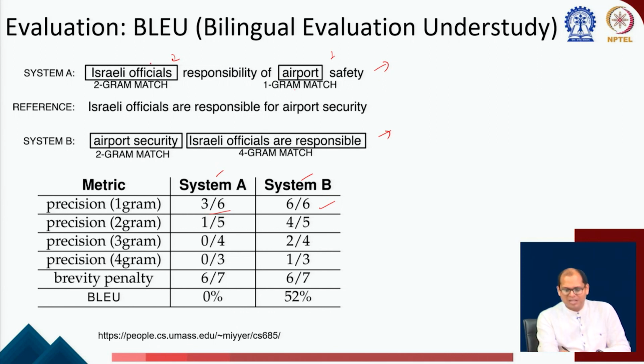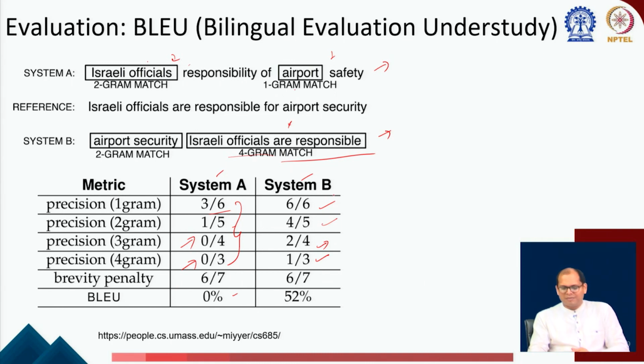For 2 gram precision, you are matching 1 out of 5, and here 1, 2, 3, 4 out of 5. For 3 gram, there is no 3 gram matching in system A, and in system B, 1 and 2, 3 grams are matching. For 4 gram, none in system A, and in system B, there is 1 4 gram out of 3. So, you got the individual precisions, and you know immediately that your system A will get a 0, because the 3 gram and 4 gram precision is 0 for this.